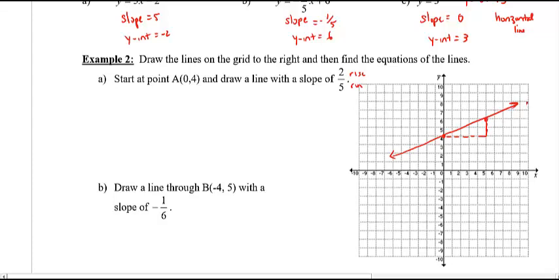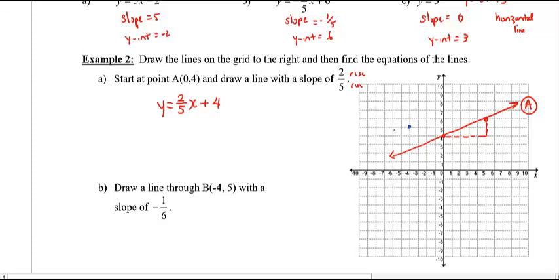There's your line. So that's part A. But what's the equation of this line? Well, we do know the slope, don't we? So y equals m, which is 2/5, x plus, do we know the y-intercept? Yes, we do. It's 4. Done. Okay, now what about the next one? Draw a line through -4, 5. Okay, so here's a point -4, 5. And also a slope of -1/6.